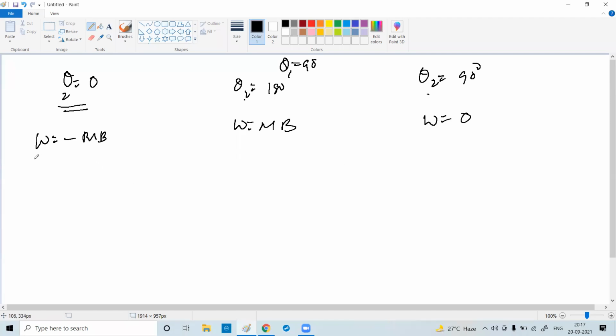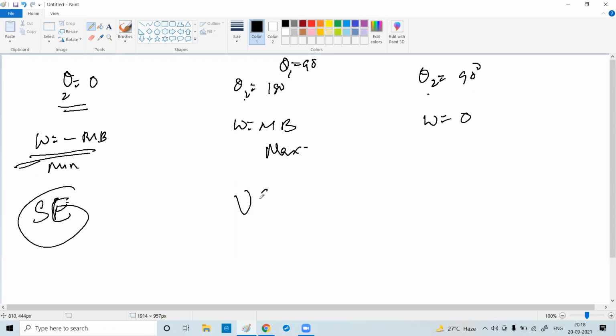So tell me, which is the lowest energy? Here it is minimum energy. Here it is maximum energy. Yes or no? So this is called stable equilibrium. This is unstable equilibrium. This is normal. This is nothing. Clear? Yes, sir.